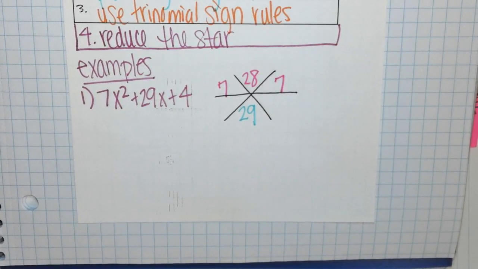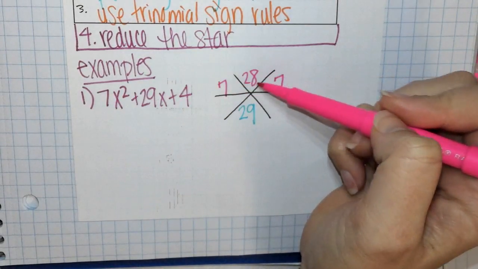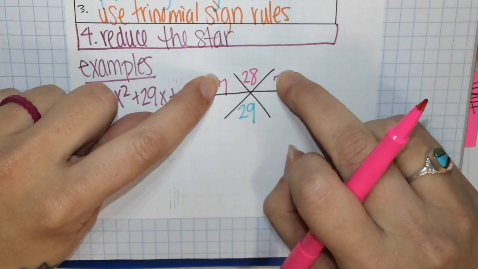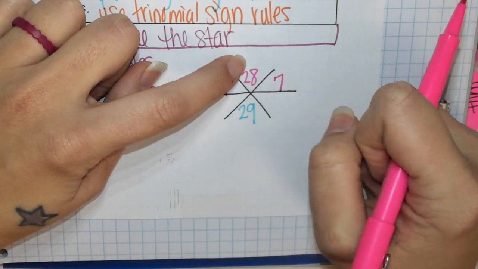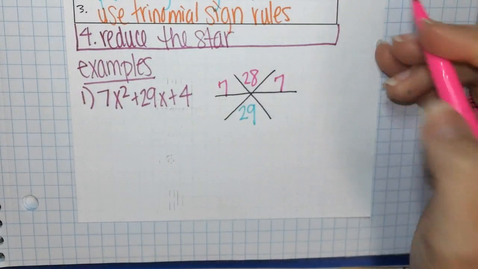Alright, so everything is still the same, except we do 7 times 4, and that's what goes up here, and then we put a 7 instead of a 1. Now, we need two numbers that multiply to give us 28 and add to give us 29. What's 7 plus 4?